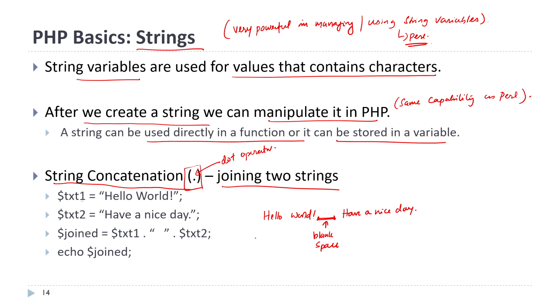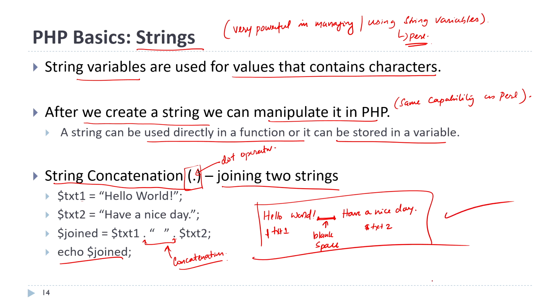So, these two variables, this is your $text1, this is your $text2. These two variables are concatenated with a blank space. This is your concatenation, or joining of strings. And when you say echo $joined, this whole thing is printed. That is one capability of PHP.